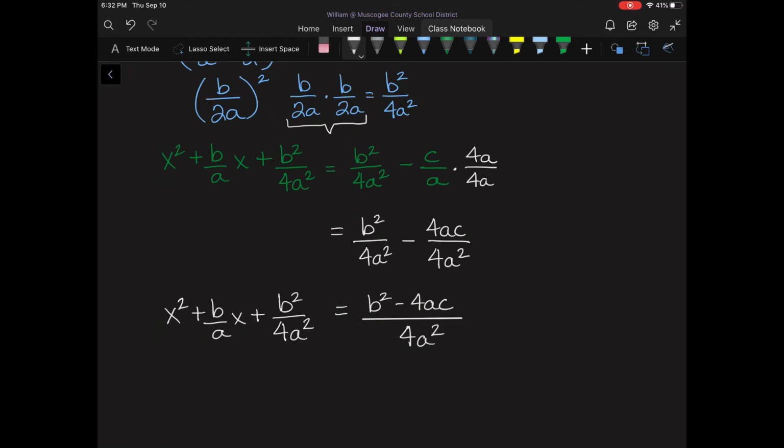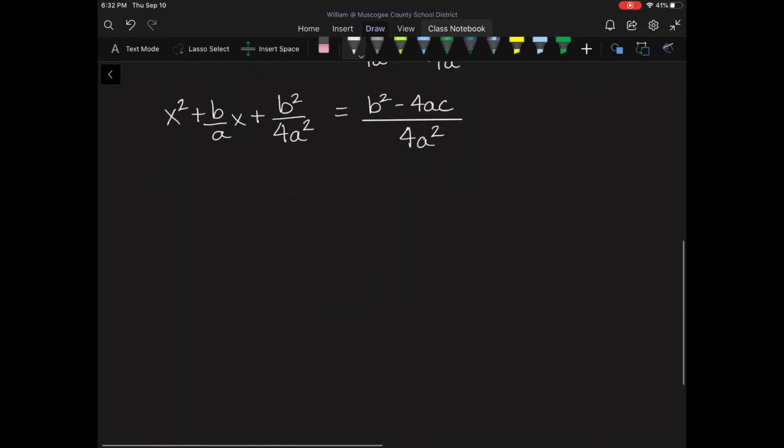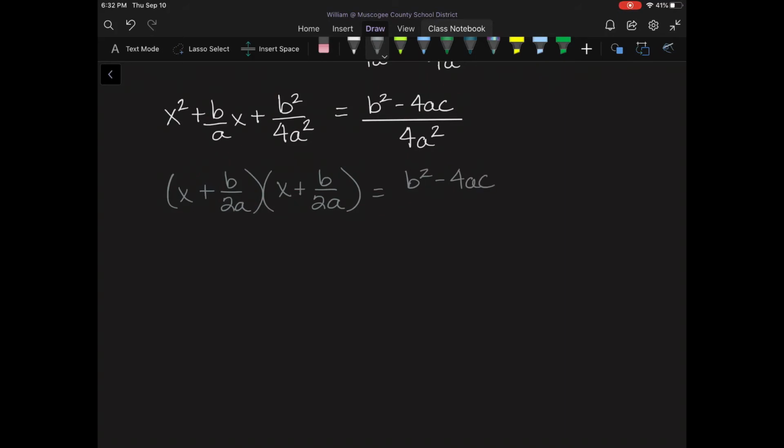So we'll come right down here and we'll set up our parentheses. And we'll say, okay, the first binomial will be x plus b over 2a. And so we'll rewrite this again and say x plus b over 2a. This will equal b squared minus 4ac all over 4a squared.